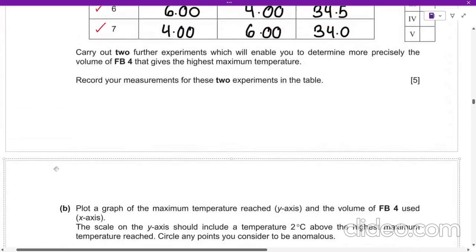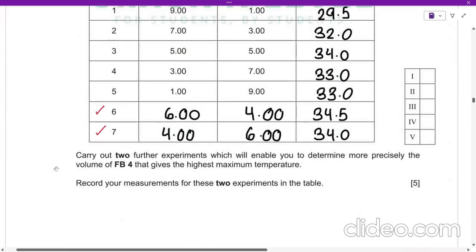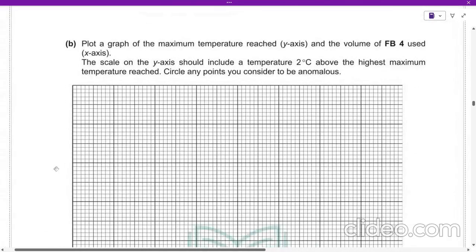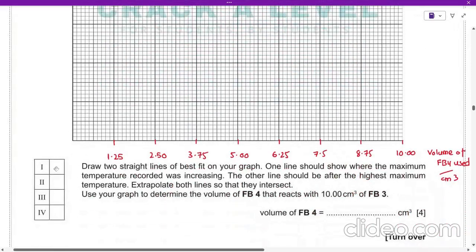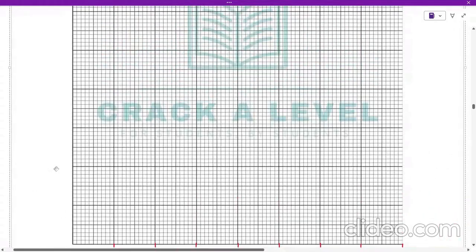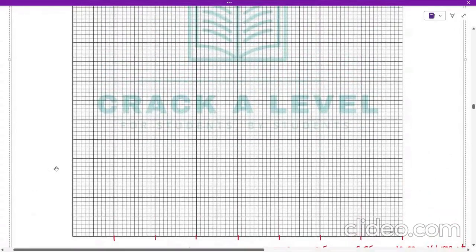So how are we going to be doing that? Because we are just measuring, just taking the volume of FB4 and that maximum temperature. So it is going to be the highest temperature actually, because it will just perfectly react with 10 cm cube of FB3. So now what graduation should we take on the y-axis?